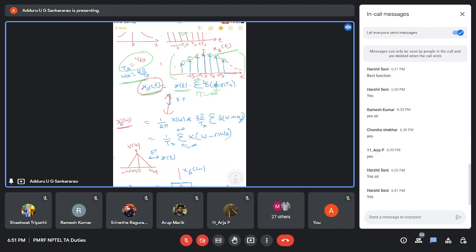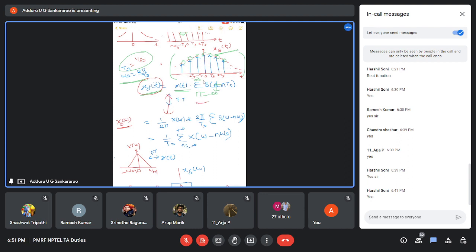This is a periodic signal, right? Generally for periodic signals we calculate the Fourier series. I think you know this. If it is a non-periodic signal in time domain, then we find the Fourier transform. But for this kind of periodic signals also, we can find the Fourier transform. Okay, so the Fourier transform of this is this one.